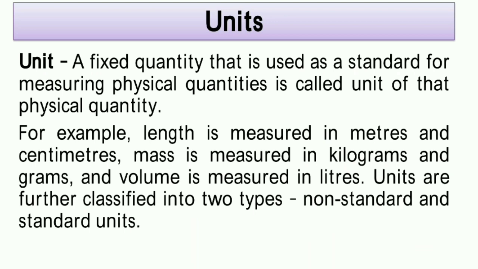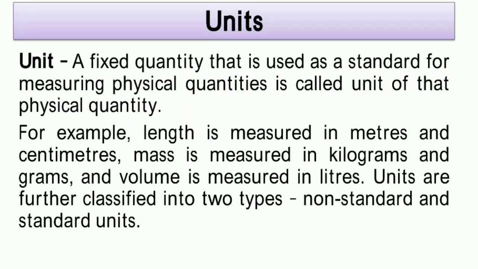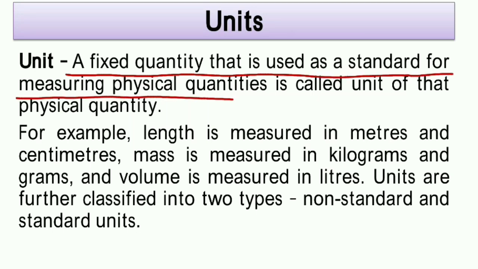So what is unit? Already we have learned what is unit. The fixed quantity that is used as the standard for measuring physical quantities. A fixed quantity like kg, meter, centimeter, these are the fixed quantities for measuring or for comparing the unknown quantity of the things, the unknown physical quantity. So that fixed quantity is known as the unit. Got it? A fixed quantity that is used as the standard for measuring physical quantities is called the unit of that physical quantity.